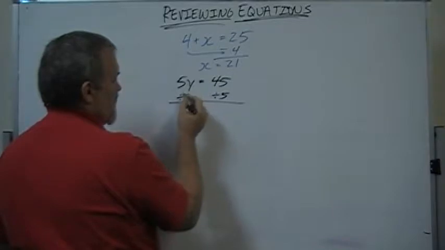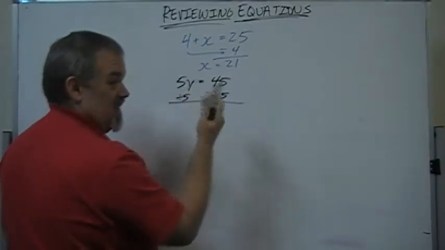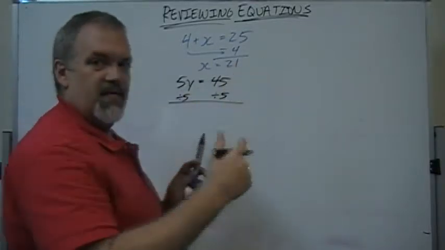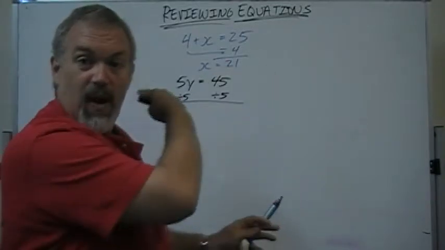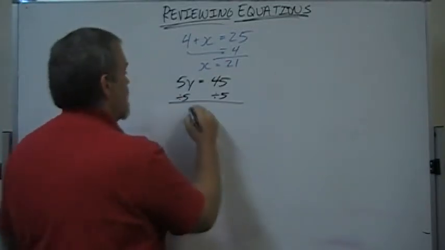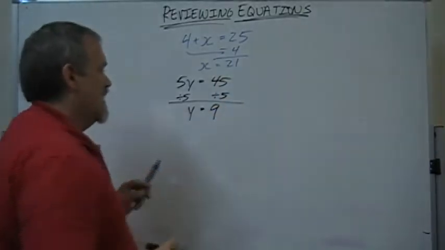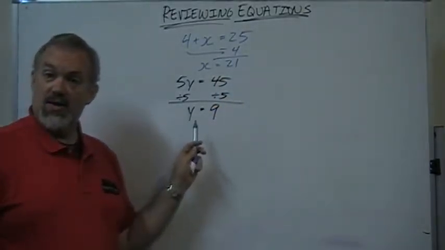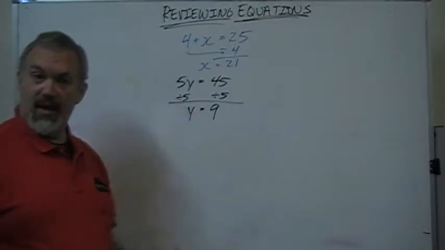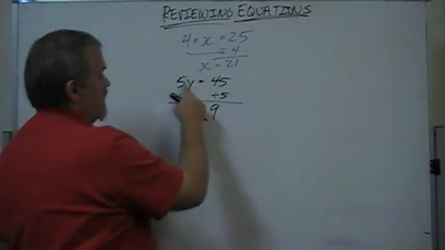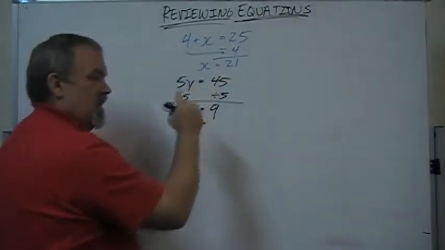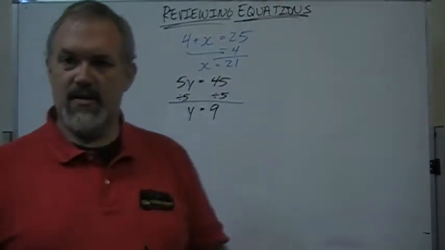So 5 times y divided by 5, that's to get rid of the 5. This 5 divided by 5 is just 1, so this makes it go away on the left-hand side. And we get y equals 45 divided by 5, which is 9. And you can always take that solution, or what you think is the solution, and put it back in and check. So we put the 9 in, and we get 5 times 9. Does that equal 45? Yes, it does.